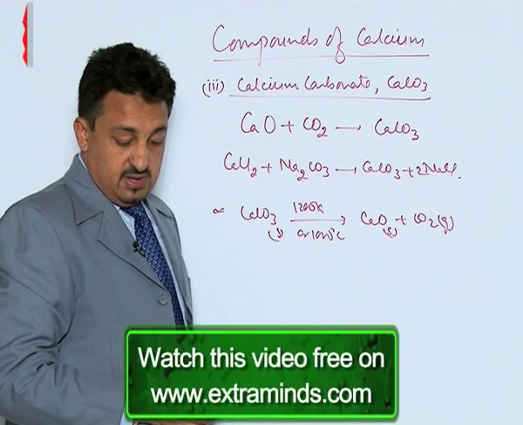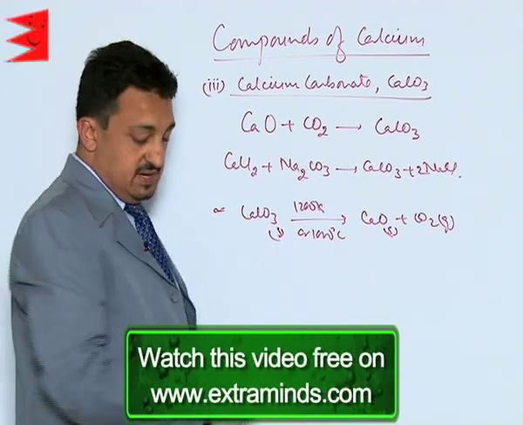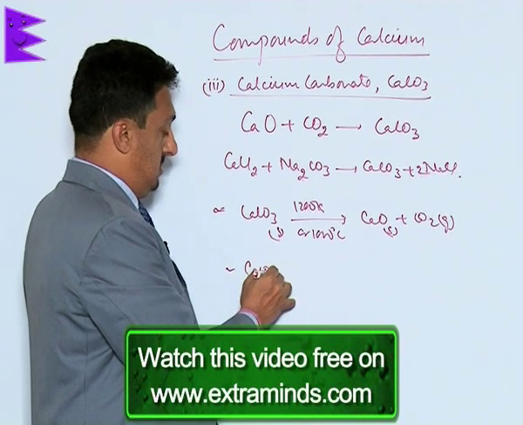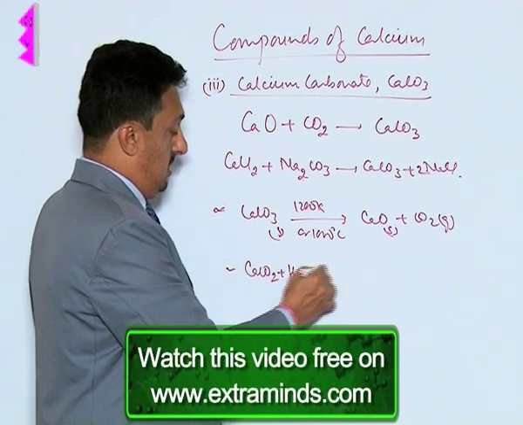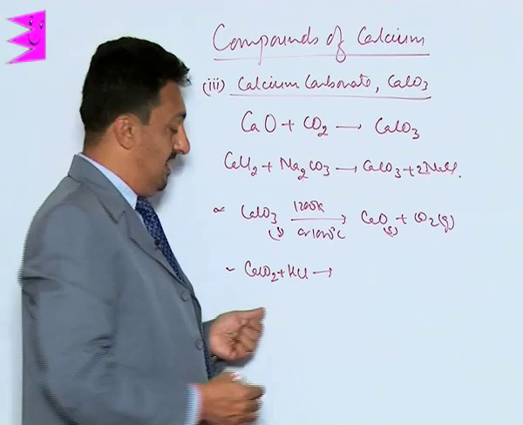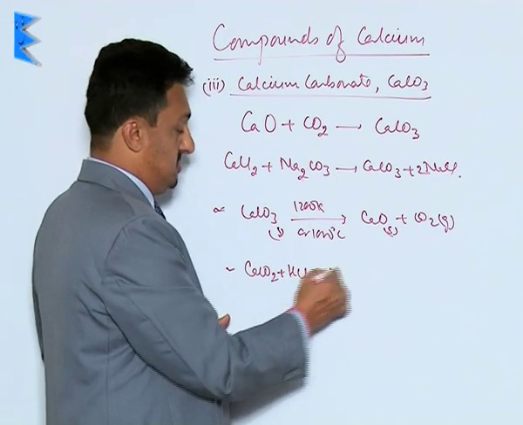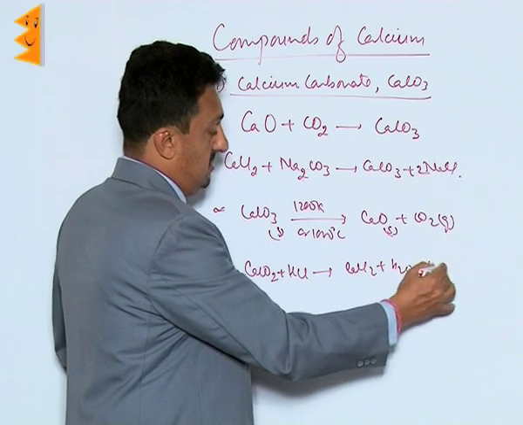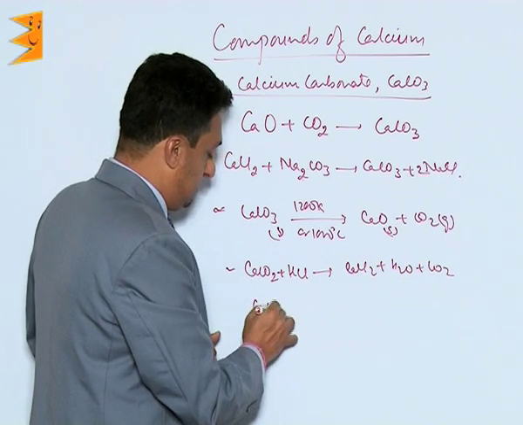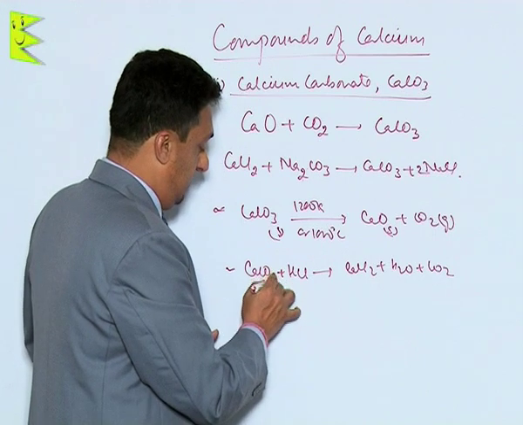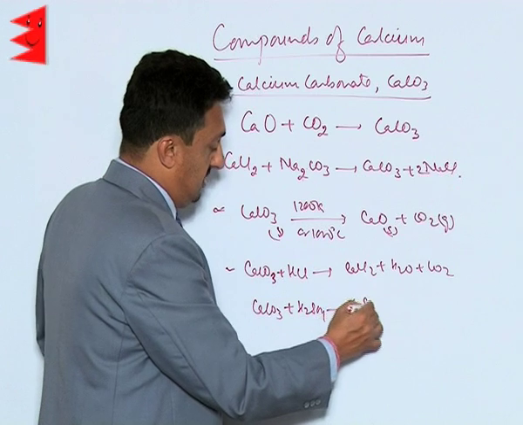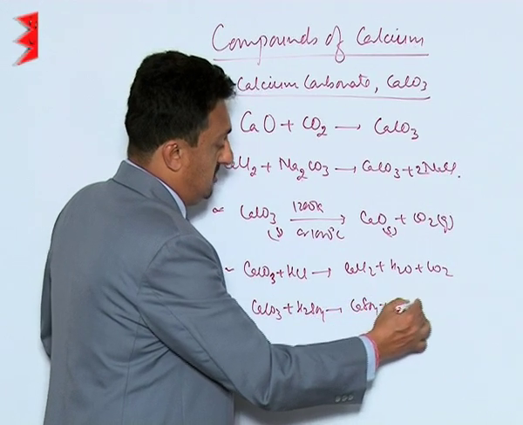It's a very important compound in the sense that it liberates CO2 when reacted with mineral acids. Like if we treat this with HCl, it forms calcium chloride, water and CO2. Similarly, when this calcium carbonate, CaCO3, is treated with sulfuric acid, it leads to the formation of calcium sulfate, H2O and CO2.